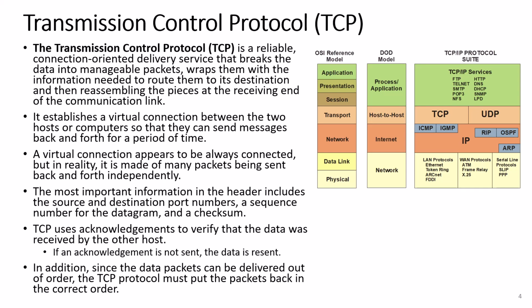TCP uses acknowledgments to verify that the data was received by the other host. If an acknowledgement is not sent, the data is resent. In addition, since the data packets can be delivered out of order, the TCP protocol must put the packets back in the correct order.